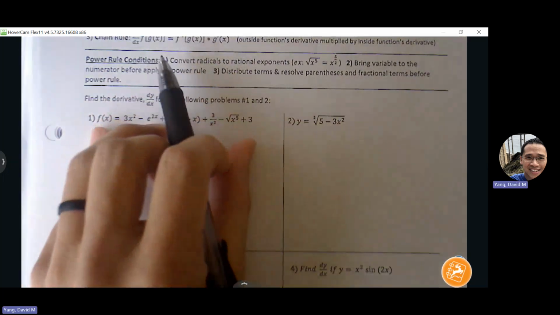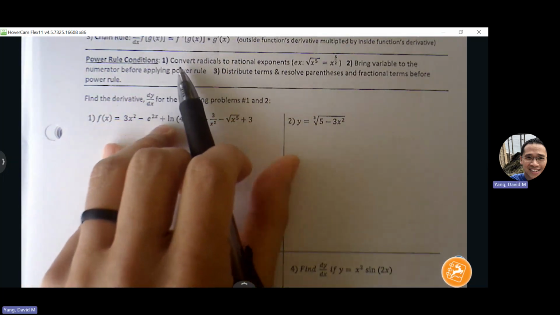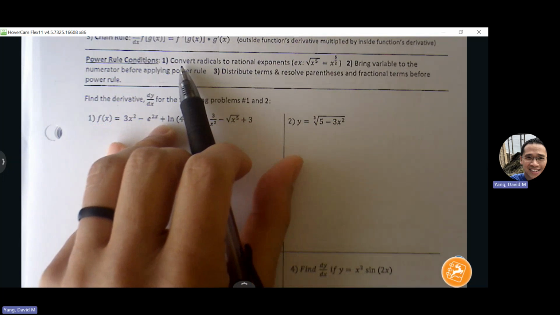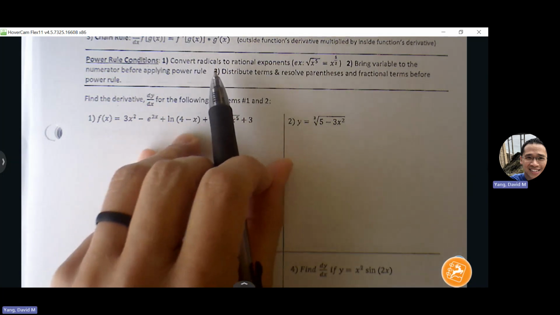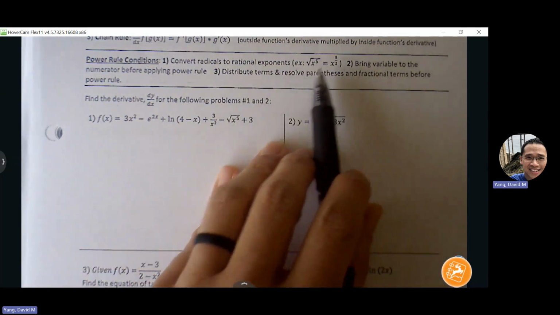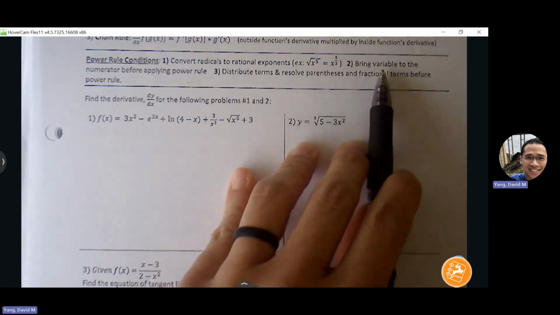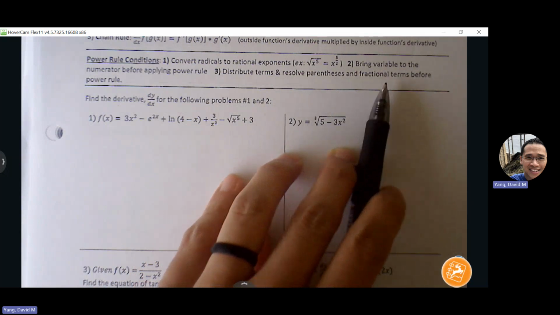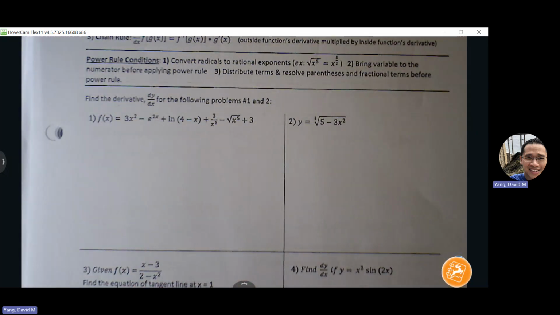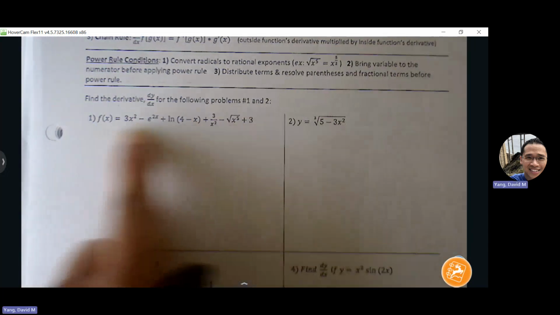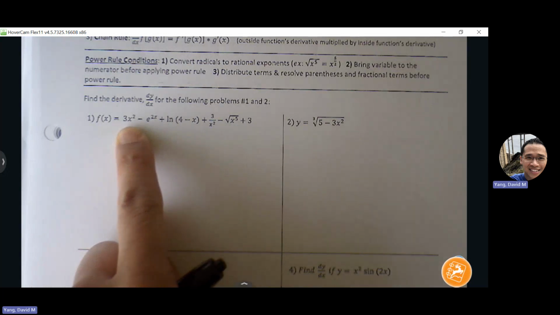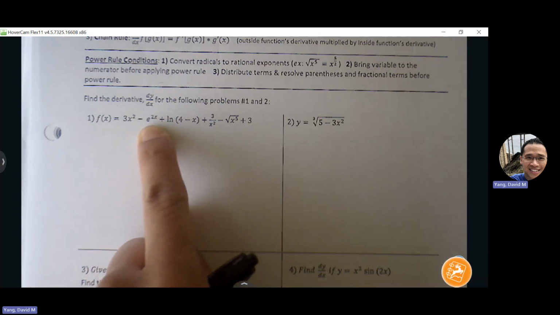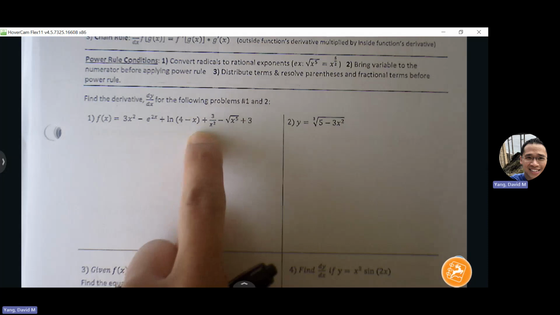So let's recall power rule conditions. In order for us to apply power rule, we've got to make sure a couple things are in place: that our radicals are converted to rationals, that variables are brought up to the numerator, and that we resolve any parentheses into fractional terms before power rule. So if you look at number 1 here, there's a combination of different things. There's power rule going on. There's exponential rule, natural log.